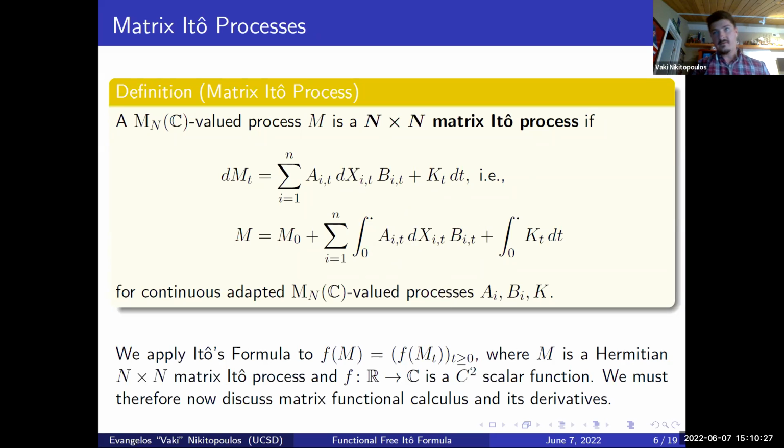So what we're going to do for the motivation, essentially, although the formula is of independent interest, is apply Ito's formula that I stated before to f of M, where M is a Hermitian N by N matrix Ito process, and f is a scalar function of a real variable that is C2. So now I'm going to discuss matrix functional calculus in a way that will be most suggestive of the kind of infinite dimensional free case.